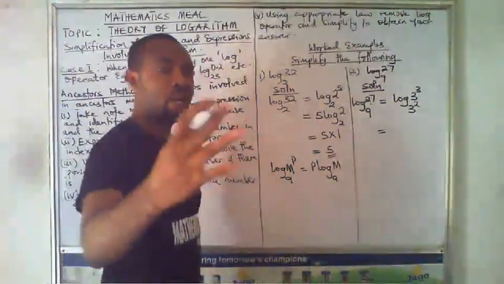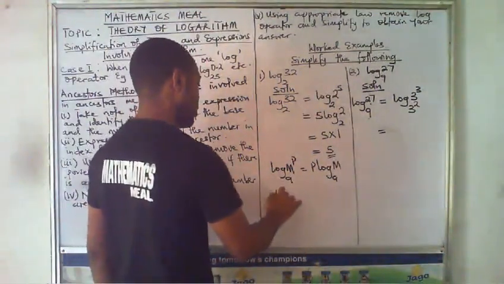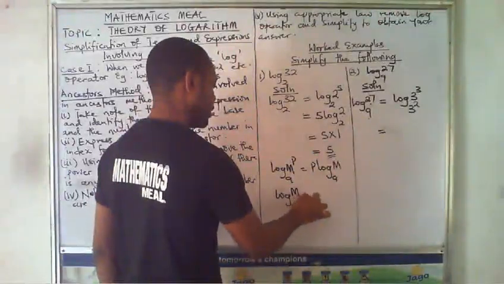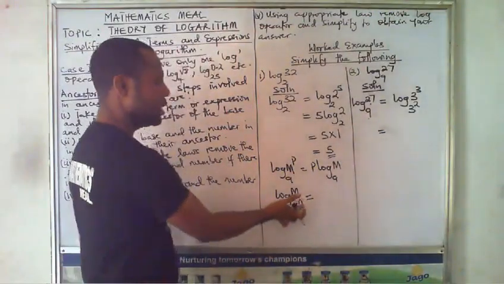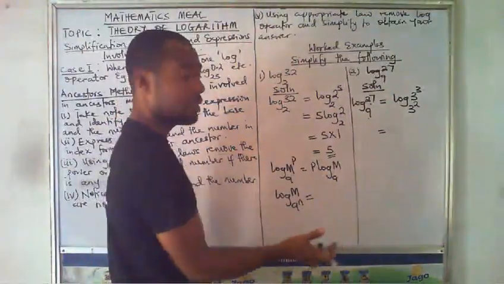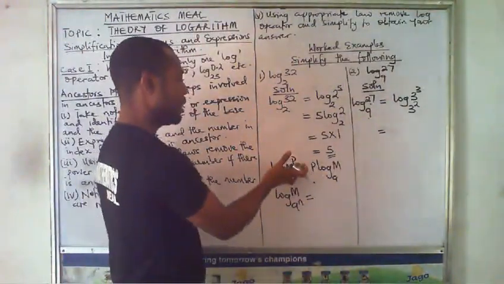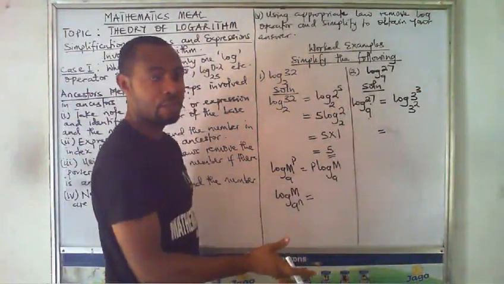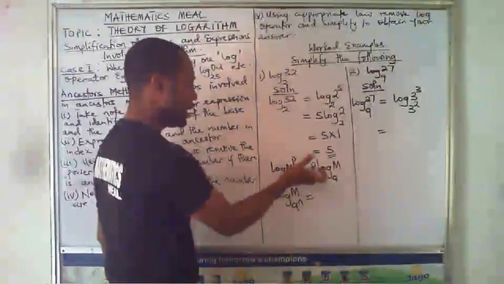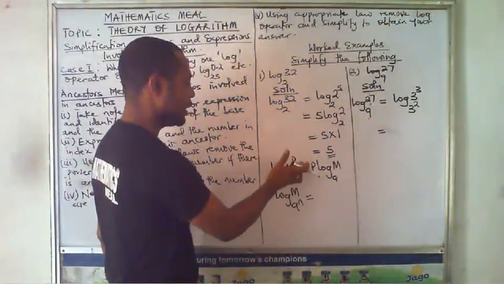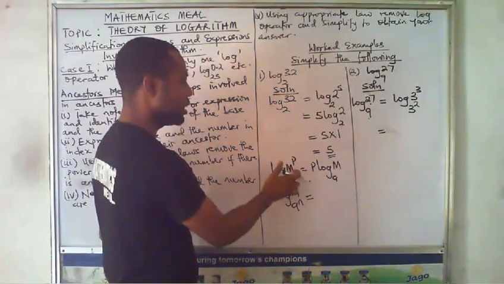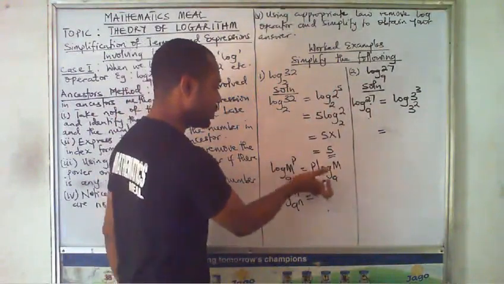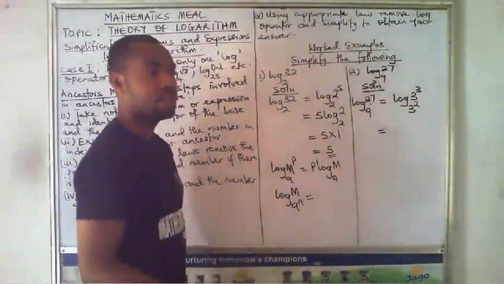Now, when the power is on the base, we have log n a raised to the power n, for example. The power on the number is the same thing as the number multiplying the log. Look at this. So this and this are the same thing. So I can write it like this. But when this will not help me in simplifying my expression or term, then I have to put it in this form. Then I'm going to do the simplification.